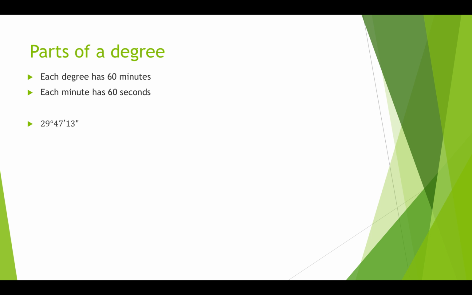Now we're used to seeing our angles written as things like 30.5 degrees. We also can talk about them instead of having points as minutes and seconds. A degree has 60 minutes in it, just like an hour, and a minute has 60 seconds. So we might see something written like this: 29 degrees, 47 minutes, and 13 seconds. It's just a way to talk about and display degrees. We're doing parts of one. So the 47 minutes and 13 seconds is part of a degree, but not a whole one.